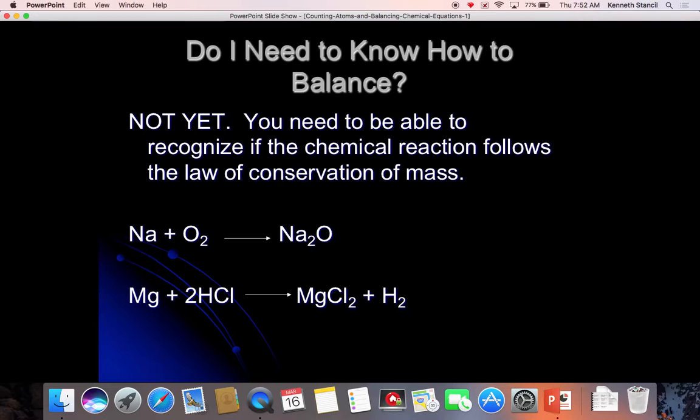Yep. How many Mg's do I have on the left? How many on the right? 1. How many hydrogens on the left? 2. How many hydrogens on the right? Oh, I see now. 2. How many Cl's? 2. How many Cl's? 2. This one follows the law of conservation. It simply rearranged the what? The atoms.